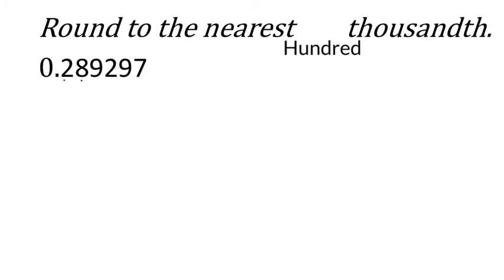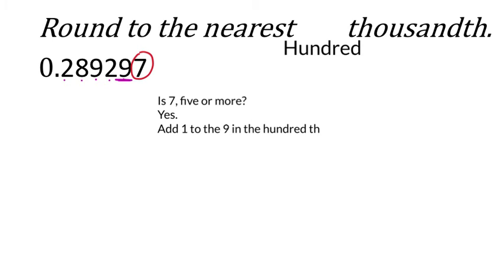So tenths, hundredths, thousandths, 10,000ths. The 9 is in the 100,000ths, okay? So I circled the number immediately to its right. Let's see if I can circle that better. That's a little better. Immediately to its right there is a 7. So again, we ask the question, is 7 5 or more? And the answer to that one is yes. So we add 1 to the 9 in the 100,000 place value. And this is what happens.